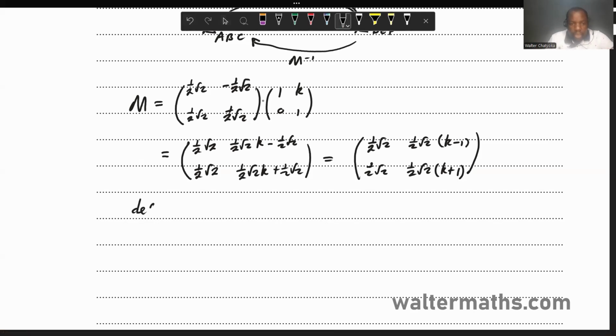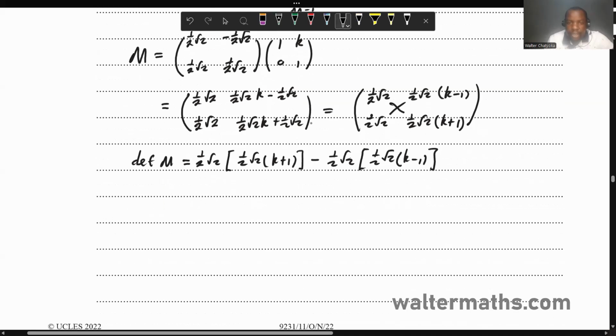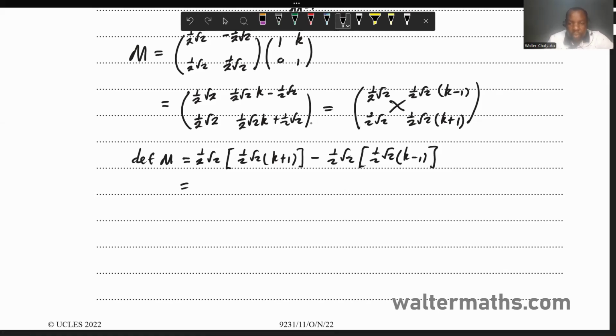So we will need to know what the determinant of M is. The determinant is this product: a half root 2 times a half root 2 of (k plus 1), minus a half root 2 times a half root 2 of (k minus 1). A half root 2 times a half root 2 gives us a half. So we have a half of (k plus 1), which is half k plus a half. And that's minus here. If we multiply these, it's again a half, and a half times (k minus 1) is a half k minus a half. But since there's another minus here, this actually becomes plus. Half k minus half k is 0, and a half plus a half is 1.